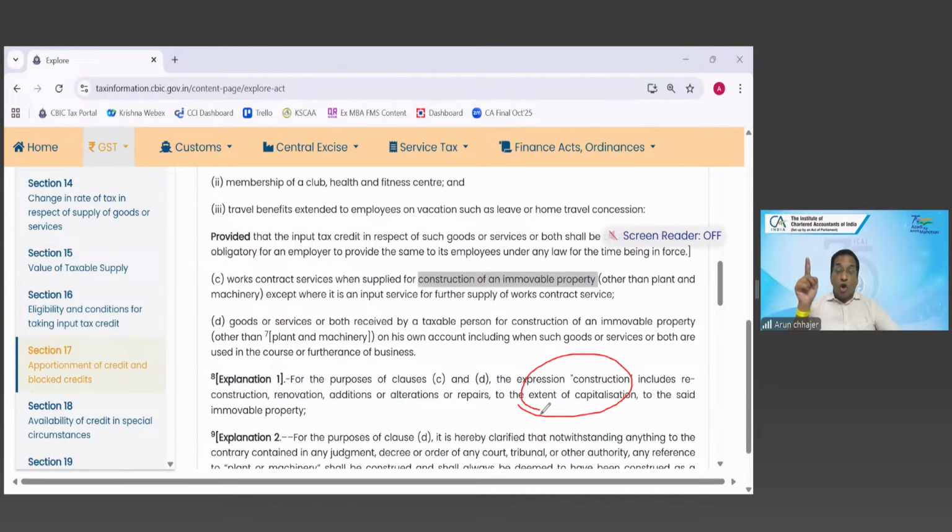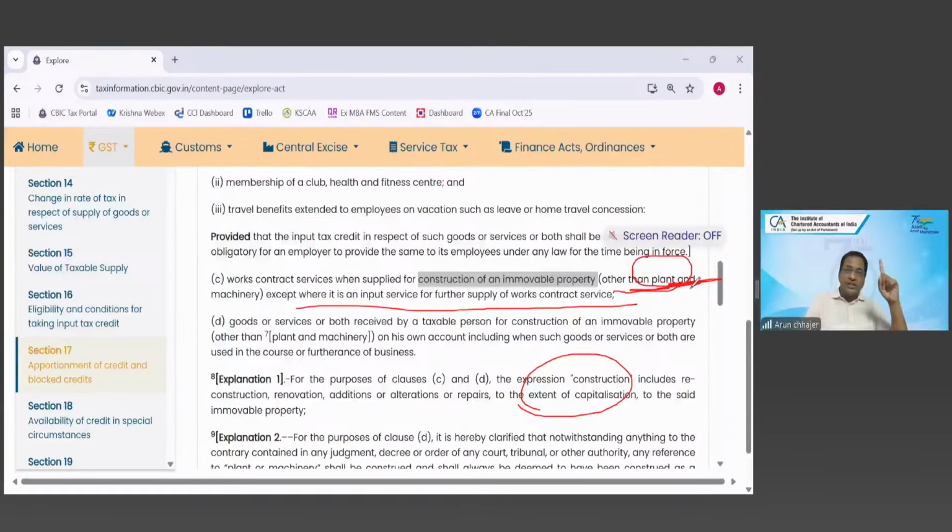इफ इट इज नॉट कैपिटलाइज, डेबिटेड टू द प्रॉफिट एंड लॉस अकाउंट, आईटीसी इज अलाउड. पहला सिचुएशन. दूसरा सिचुएशन, इट इज फर्दर सप्लाई ऑफ द वर्क कॉन्ट्रैक्ट, देन ऑल्सो आईटीसी अलाउड. बहुत बढ़िया बेटा. तीसरा इट इज रिलेटेड टू द प्लांट एंड मशीनरी. देयर आर द थ्री सिचुएशंस wherein you can take the ITC in the clause C or the clause D.